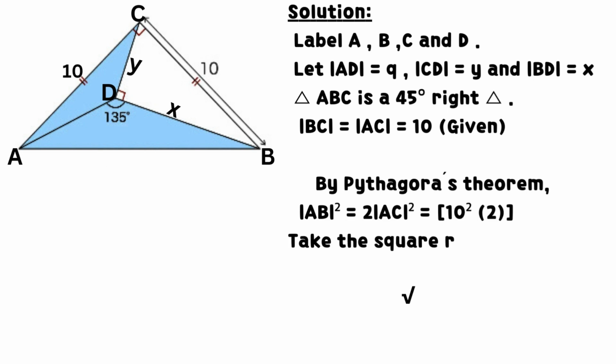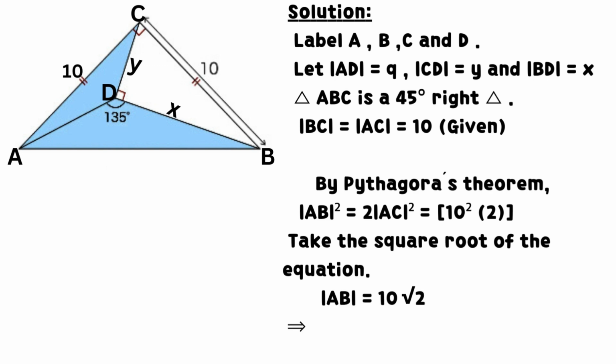Triangle ABC is a 45 degrees right triangle. Length of line BC equals length of line AC, which equals 10. By Pythagoras' theorem, the square of line AB equals 2 times the square of line AC, which equals 2 times the square of 10. Take the square root of the equation and we have that the length of line AB equals 10 times the square root of 2.